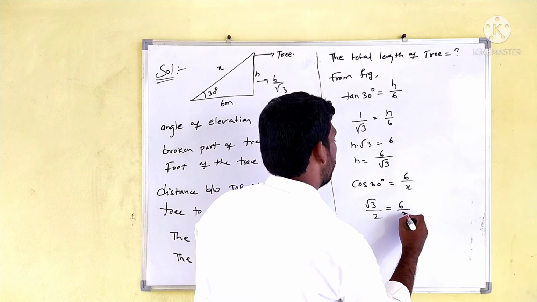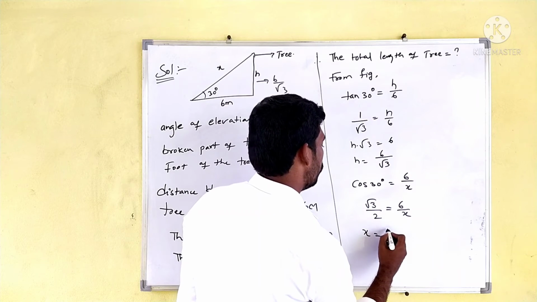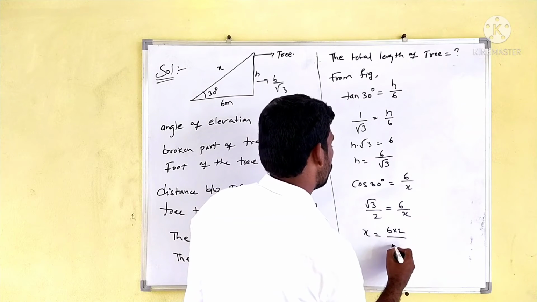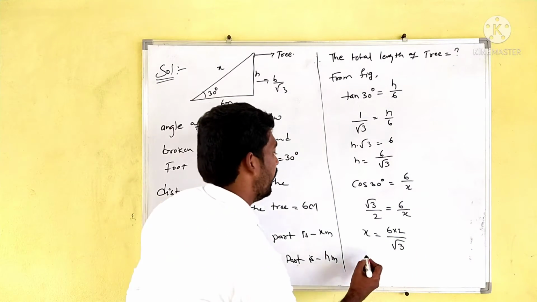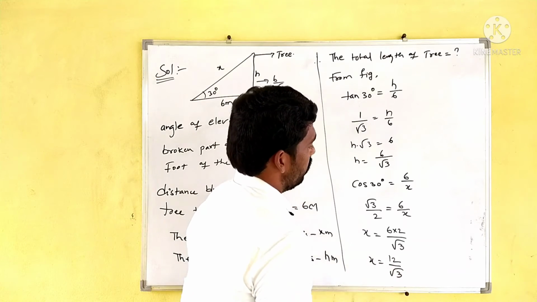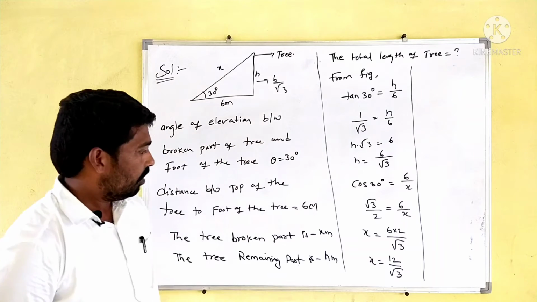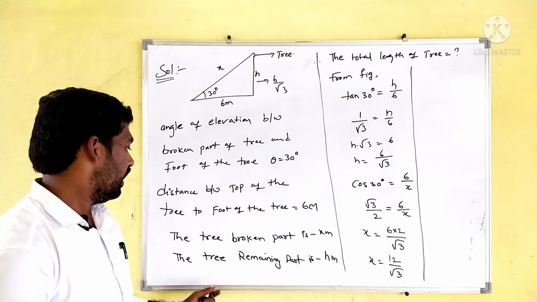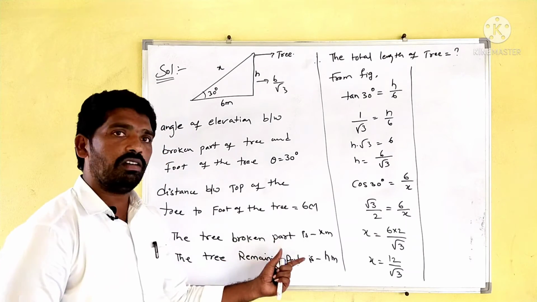√3/2 equals 6/x. We need only the x value. So x equals 6 into 2/√3, which is 12/√3. Here h is the remaining part of the tree and x is the broken part of the tree.